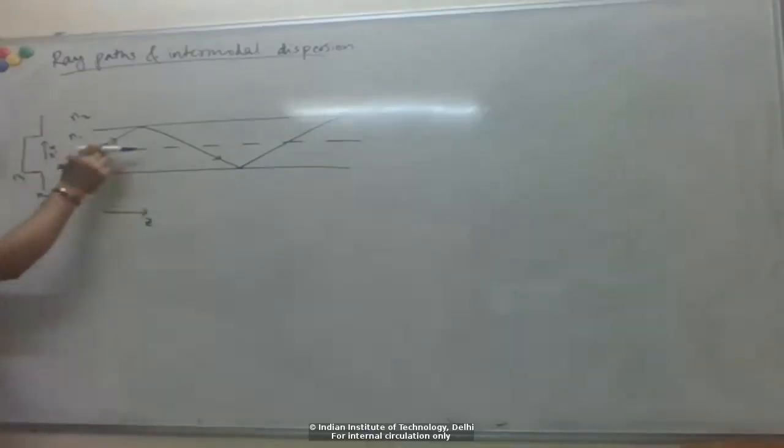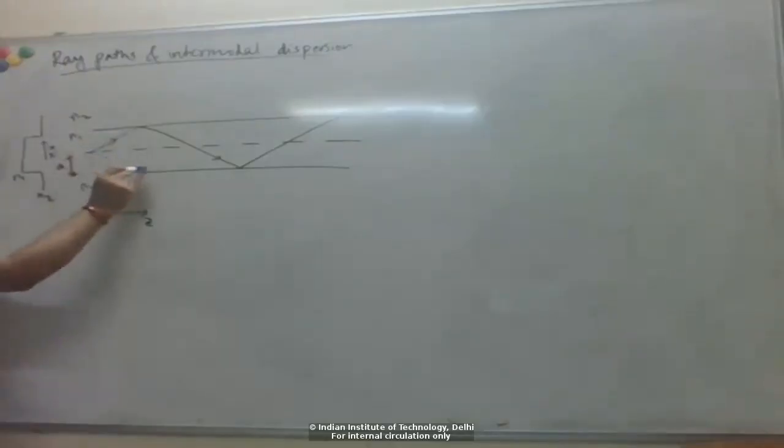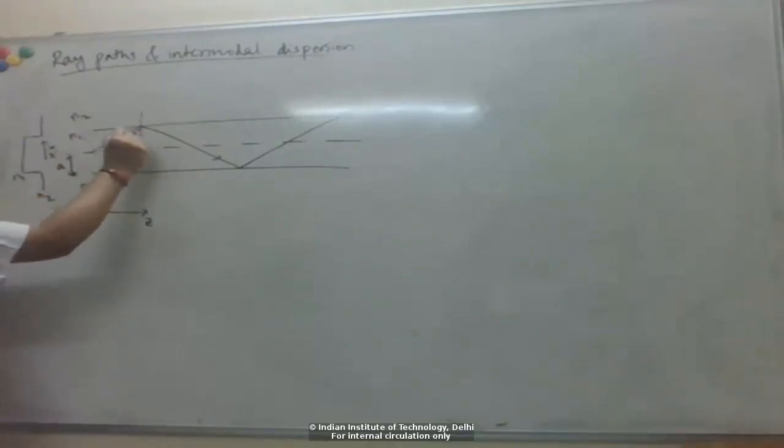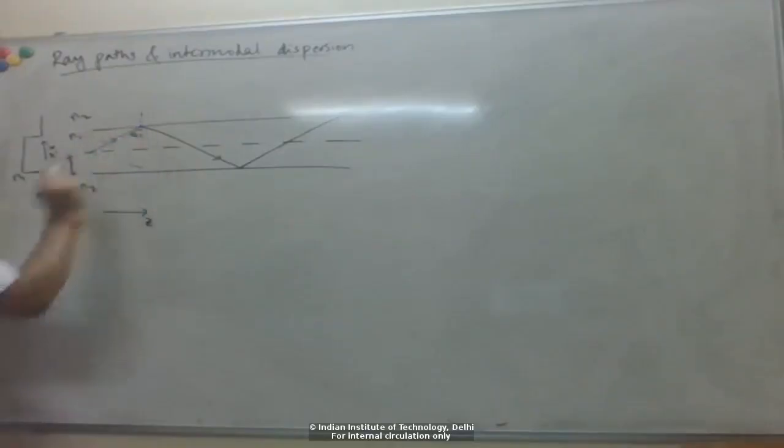As we discussed last time, there's a cone of light here, where the limit is decided by the ray which makes an angle theta c.